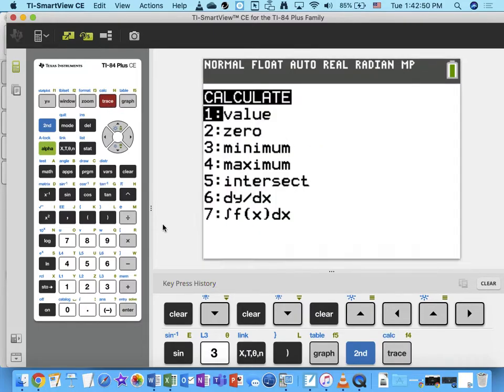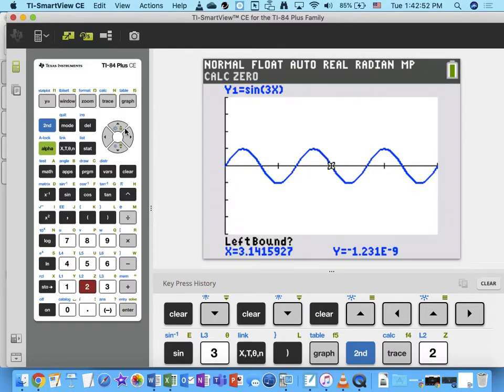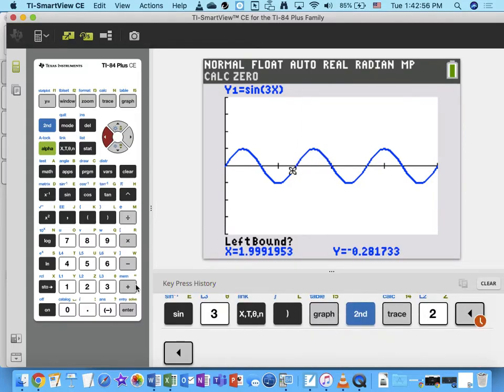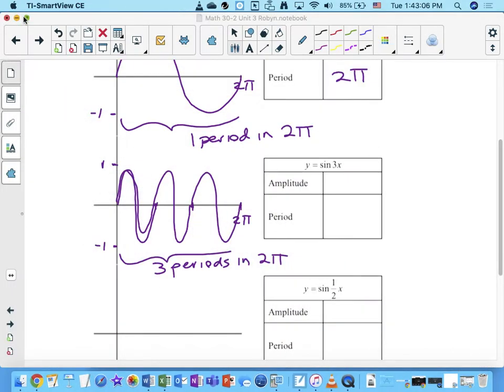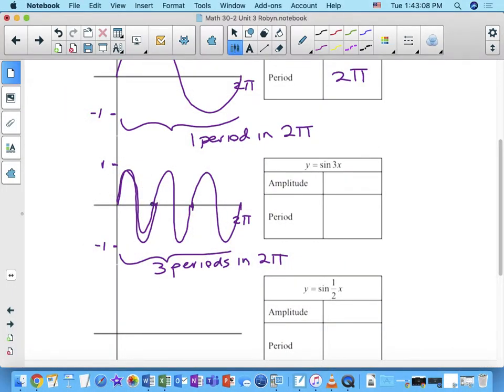So I'm going to just find number 2. I'll find the first 0 over here. So that's the left. There's the right. And it's at 2.09. So this happens right here. That's 2.09, okay?